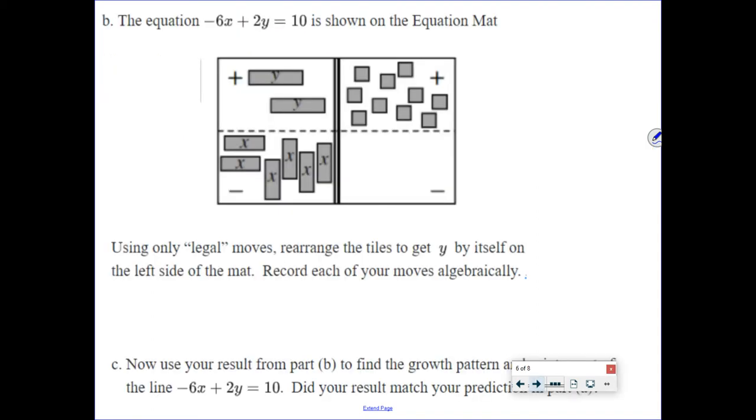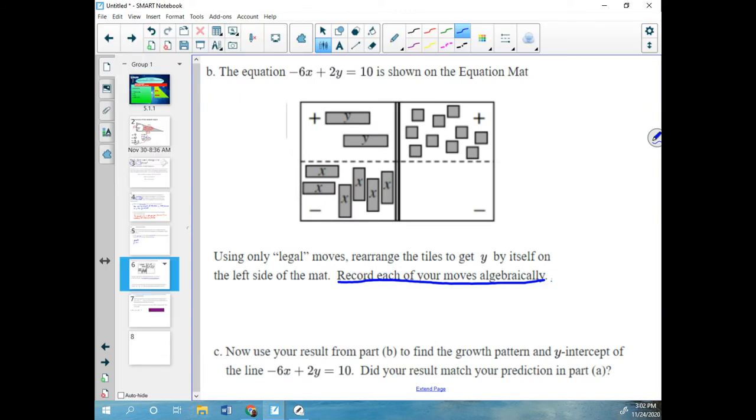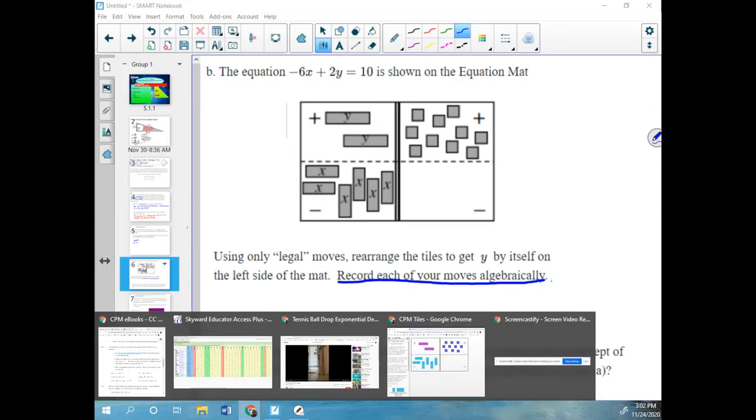Here we go. The equation negative 6x plus 2y equals 10, the problem we just did, is shown in the equation mat below. Using only legal moves, rearrange the tiles to get the y by itself on the left side of the mat. Record each of your moves algebraically, okay? This is what we did a couple chapters back. We're going back to it. So ready? Let's try this out.